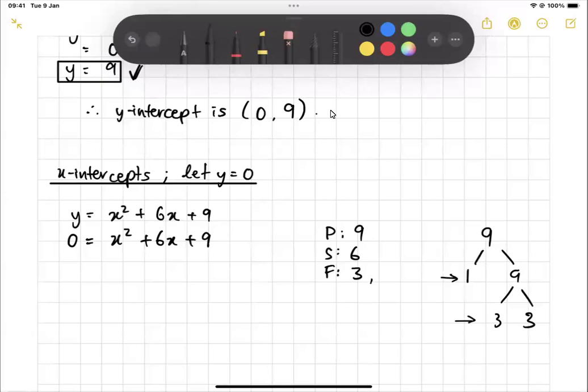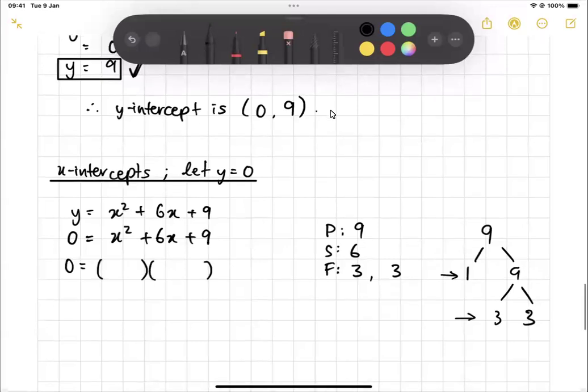My factors are going to be 3 and 3, because if I add 3 plus 3 together, it gives me 6. Just to double check, 3 times 3, does it give me positive 9? Yes, so it satisfies both of these conditions, which means I got my factors correct. So I'm going to write down 0 equals, put 2 brackets as always, and put an x in each bracket because we're dealing with x squared. And I'm going to put in my factors: x plus 3 and x plus 3.